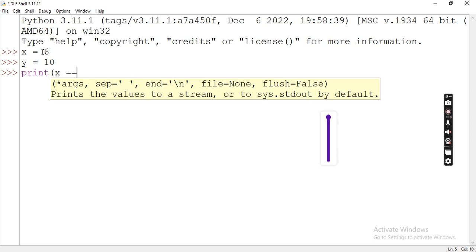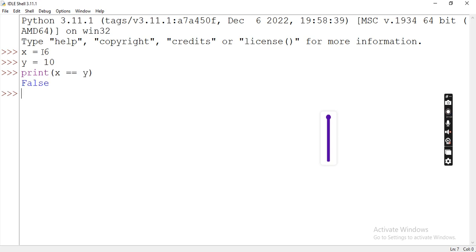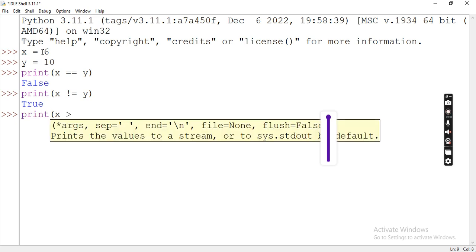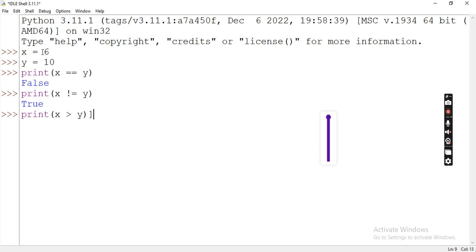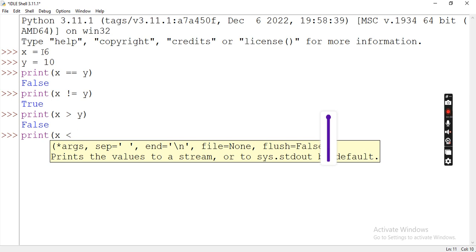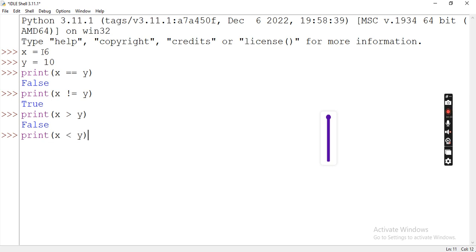So the first one, x is equals to y. The answer to that will be false. The next one, x is not equals to y. The answer for that will be true. Next one, x greater than y. The answer to that will be false. Next one, x less than y. The answer to that will be true.